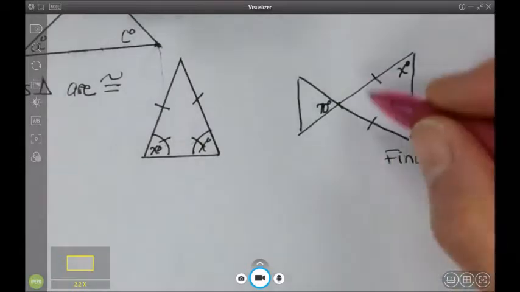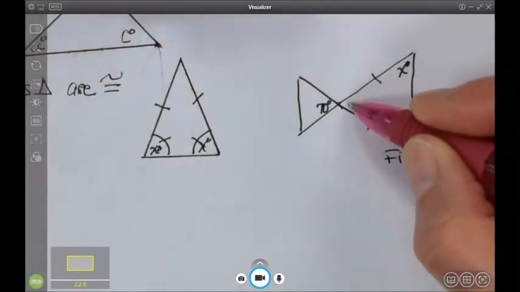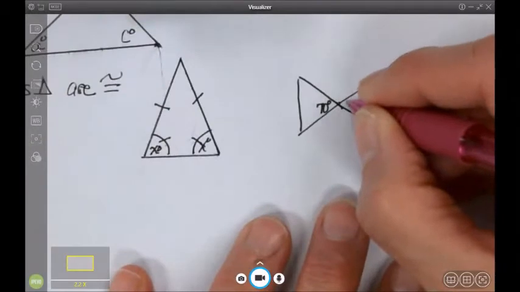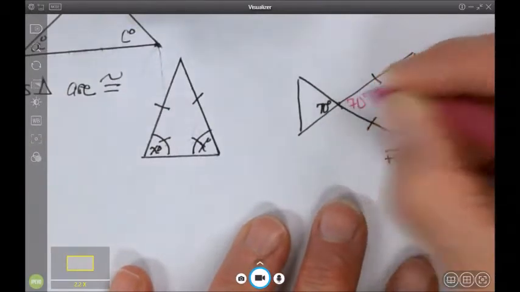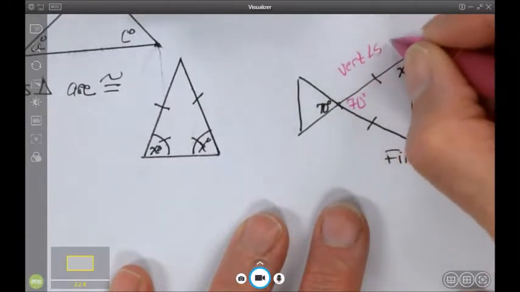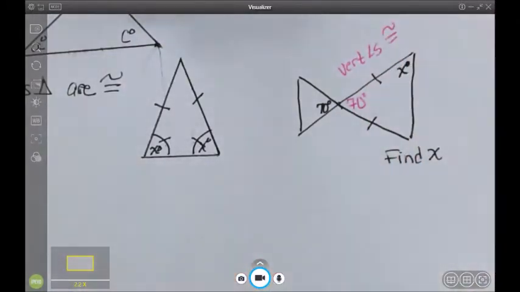All right, so what do we know about this angle right here? How big is it? 70 also, right? Because these are vertical, right? So if this one is 70, don't we know that this one is also 70? Because we know that vertical angles are always congruent, no matter what. That was one of those things that we wrote earlier, right?